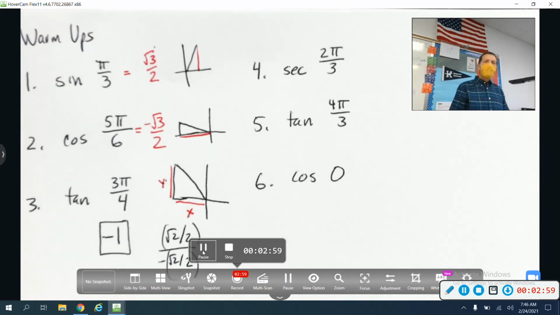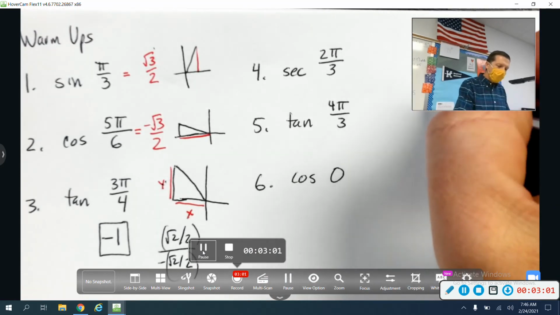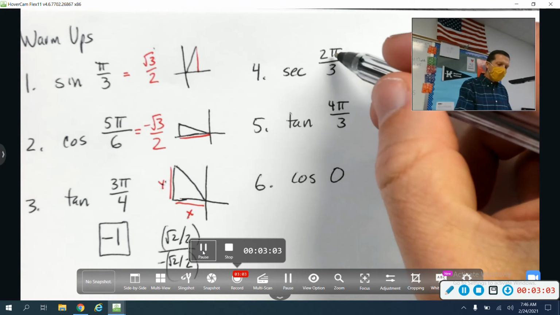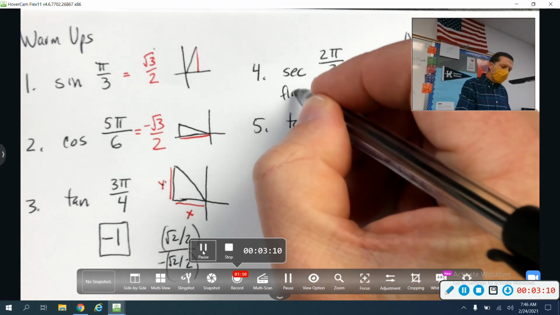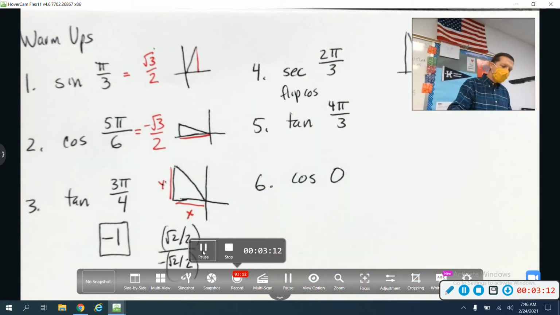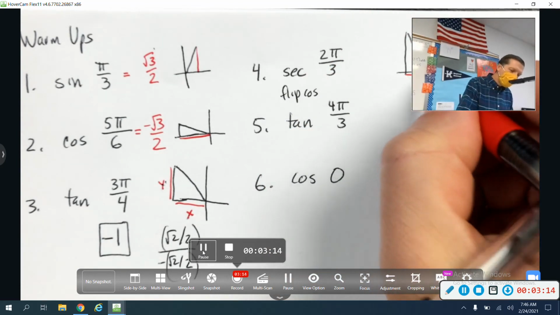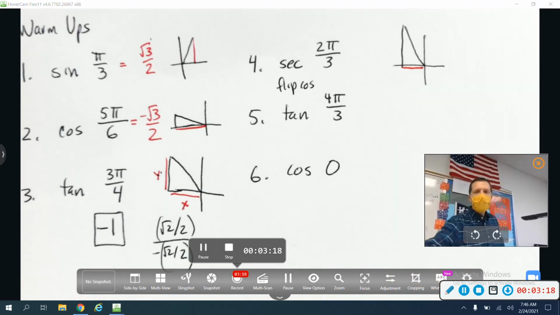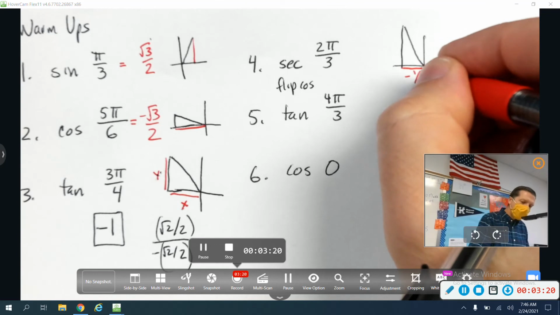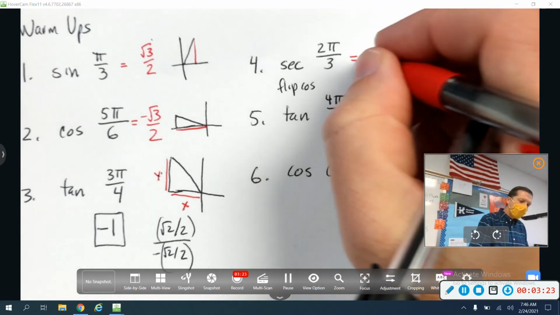All right, secant 2 pi over 3. 2 pi over 3 is in the second quadrant. Over 3 is the steep angle. Secant means I need to flip cosine. Cosine is the x-coordinate. That's the short side. So that'd be 1/2, although it's backwards, so negative 1/2. And if I flip it, I get negative 2.